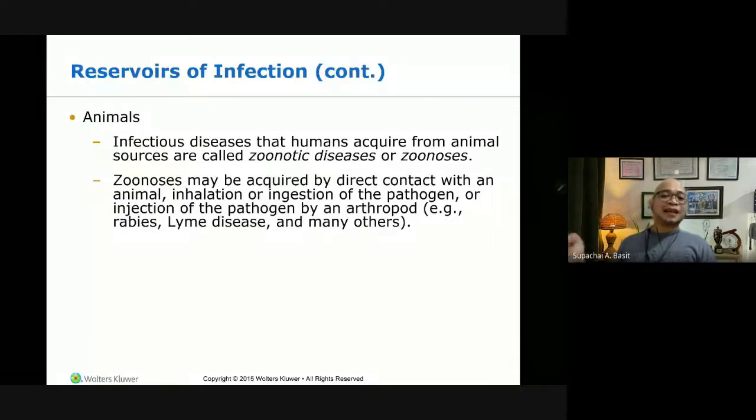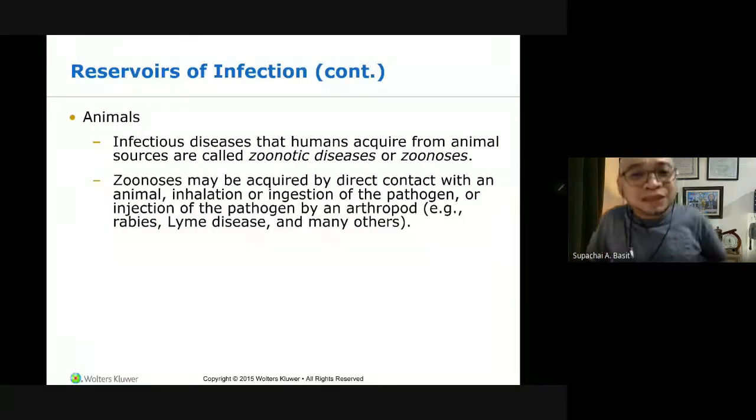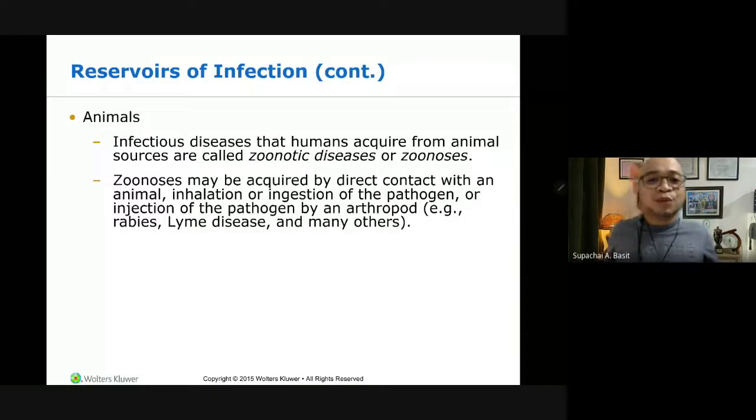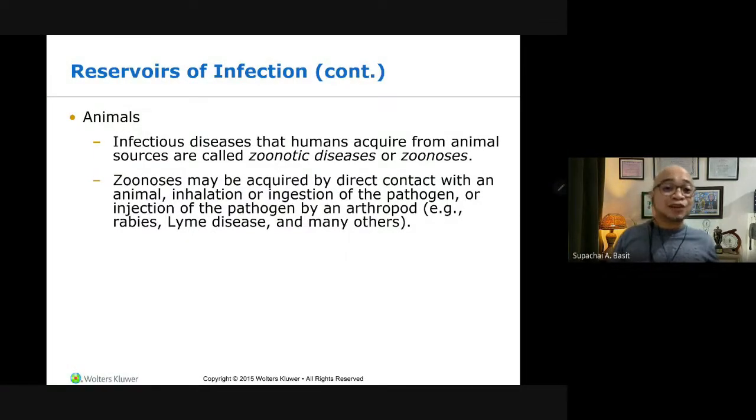Animals. Let's talk about animals. Infectious diseases that humans acquire from animal sources, we call zoonotic diseases, or in one word, zoonoses. So zoonoses may be acquired by direct contact with an animal, inhalation or ingestion of the pathogen, or sometimes injection of the pathogen by an arthropod.